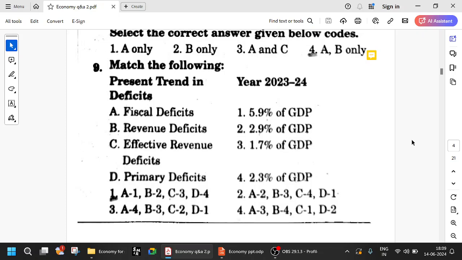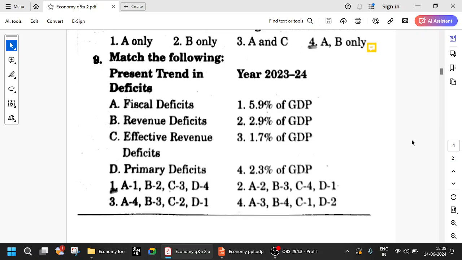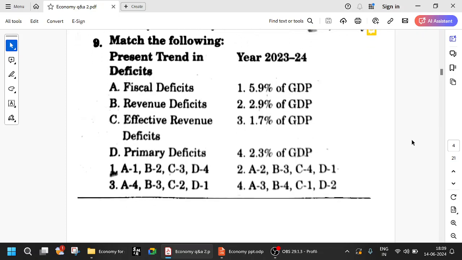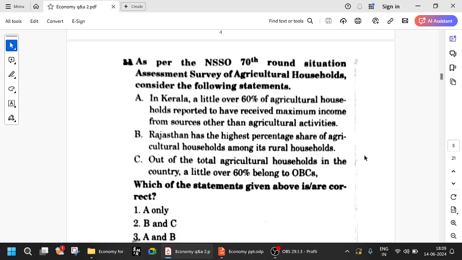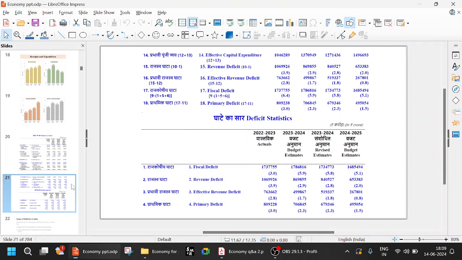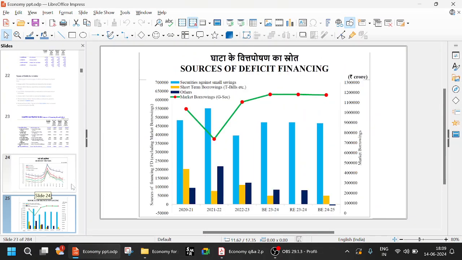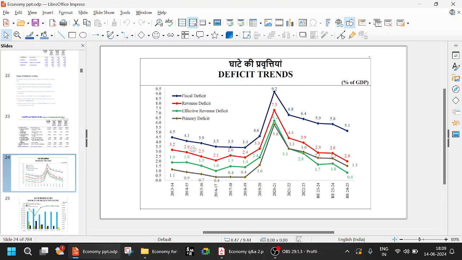Okay, the reason I am repeating so many times is that it is that important. Questions will be asked on deficits. Deficit is very, very important. Also, there is a deficit trend, right? Those trends are also asked. See, these are the deficit trends.